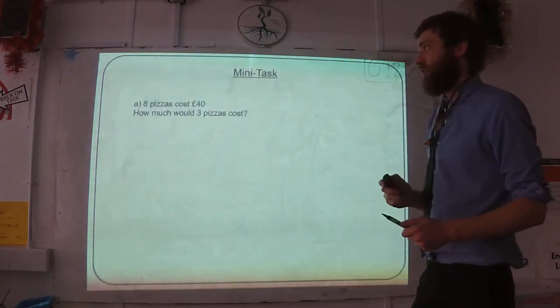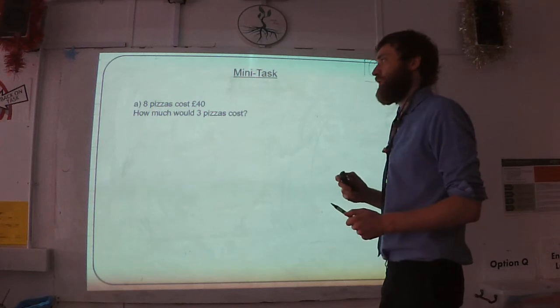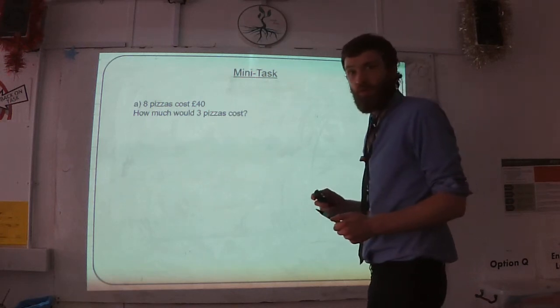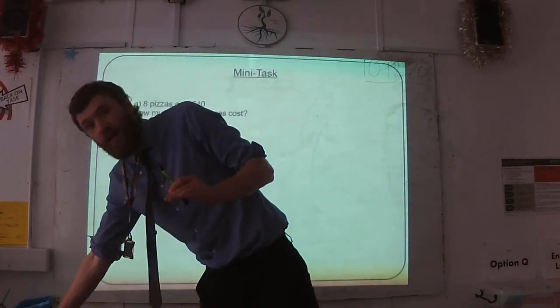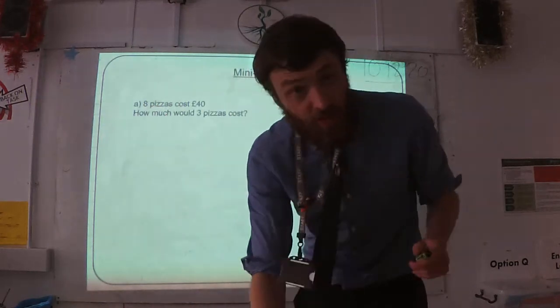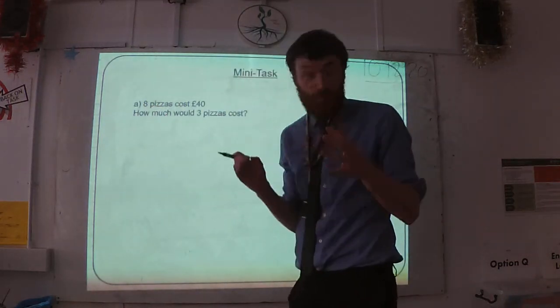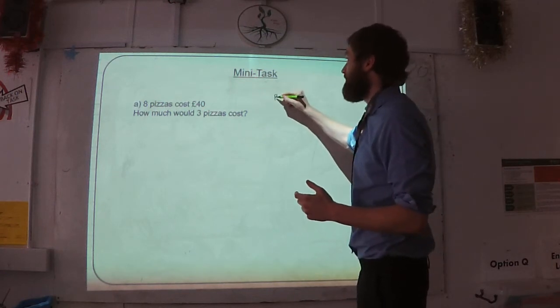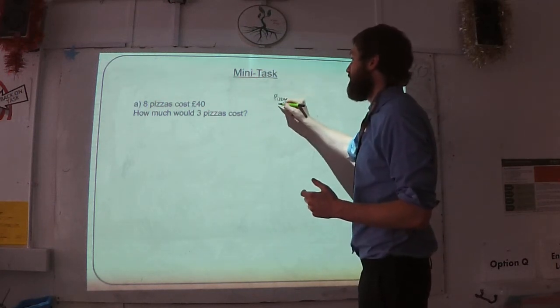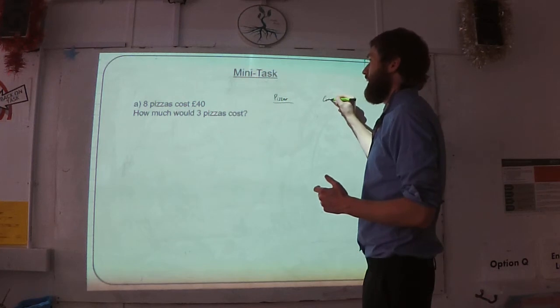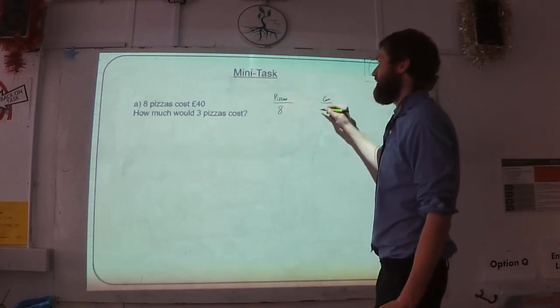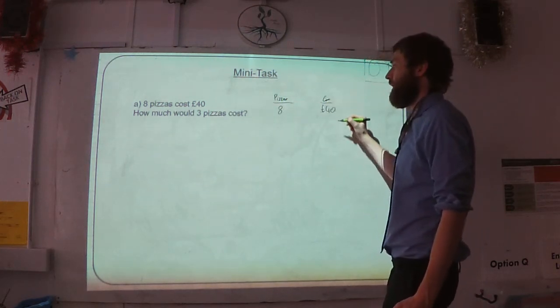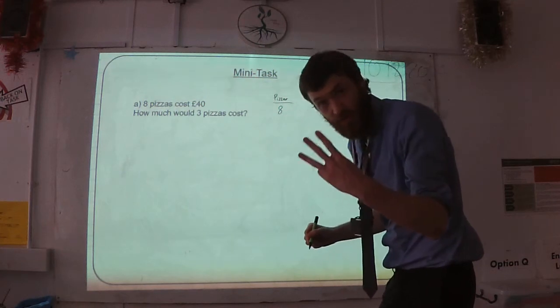Let's have a look at this now. So 8 pizzas cost £40. How much would 3 pizzas cost? Again, in the assessment, this wasn't answered particularly well overall, this type of question here. So therefore, I'm going to show you how to do it here. So you've got pizzas here, and then you've got cost here. 8 pizzas cost £40. Okay, how much would 3 cost?